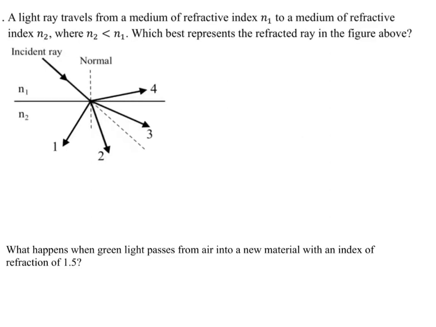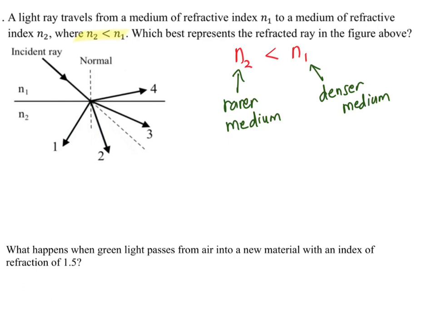In this video, we are going to look at some problems based on refraction. A light ray travels from a medium of refractive index n1 to a medium of refractive index n2, where n2 is less than n1. So let's just write that down. What does that mean? If n2 is less than n1, that means n2 is the rarer medium and n1 is the denser medium. So if I label it on the diagram, you can see that the denser medium is on the top and rarer medium is at the bottom.